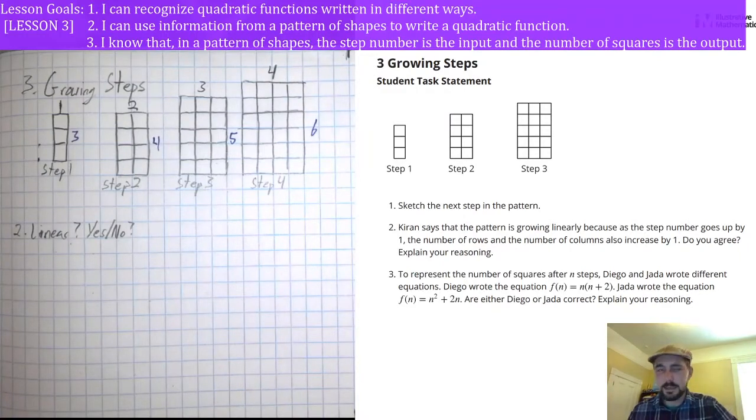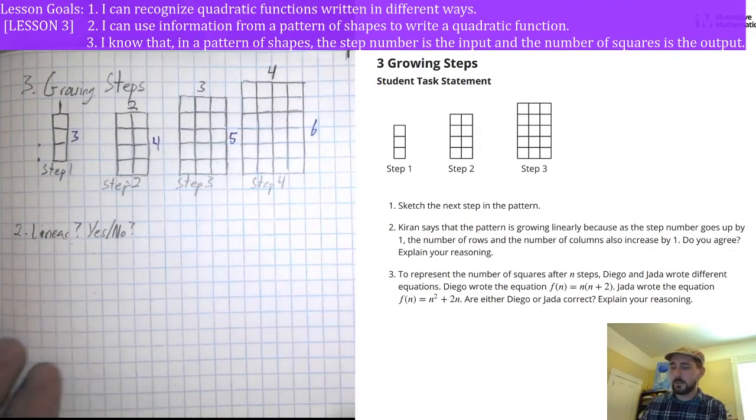So I would say, if you were thinking about rows, Kieran seems to be making a good point. The number of rows is increasing by 1 each time. Cool. So is the number of columns. Cool. But what about the number of squares? Well, let's make a table.